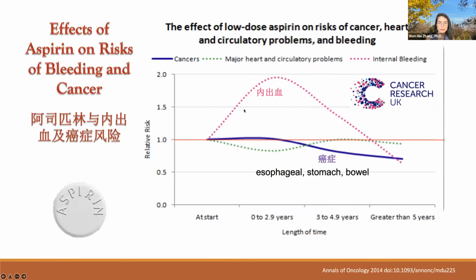If aspirin is taken over time, like more than 5 years, it will reduce the risk of cancer of the digestive tract, but it increases internal bleeding. So you have to weigh the benefits and harms. It's not recommended for everyone. We have to evaluate our individual risk of cancer and internal bleeding.